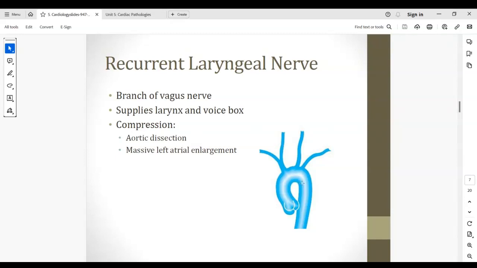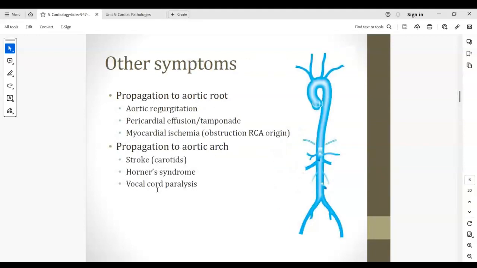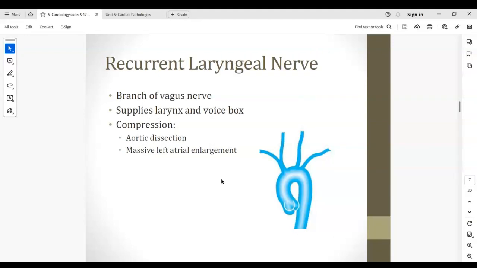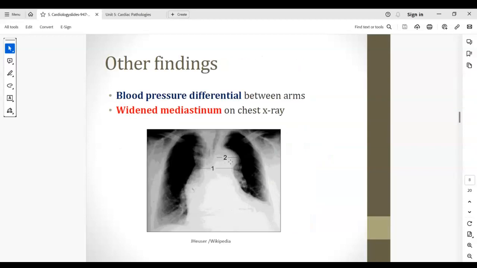So if there is aortic dissection affecting this area, or there is massive left atrial enlargement, and the left atrium should be around this area, it will lead to compression of the recurrent laryngeal nerve and will lead to what's called vocal cord paralysis. Okay. Other findings: blood pressure different between both arms.